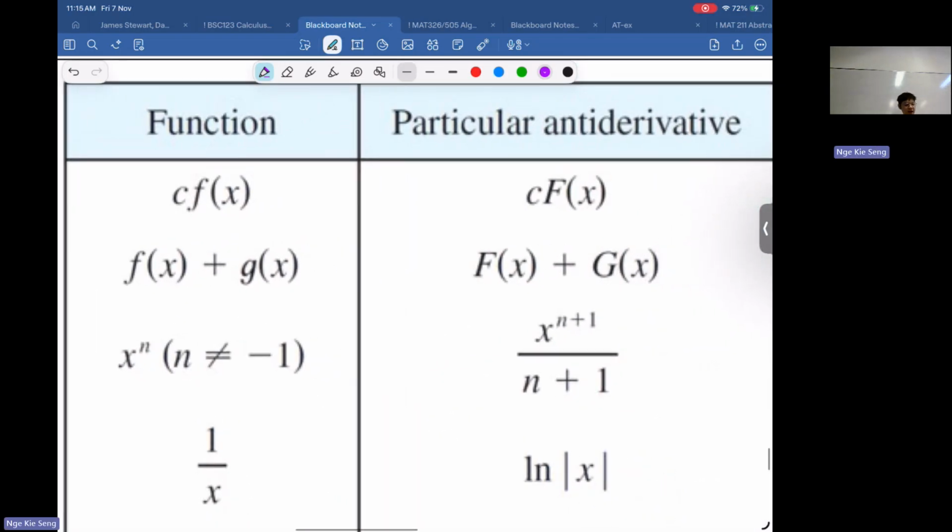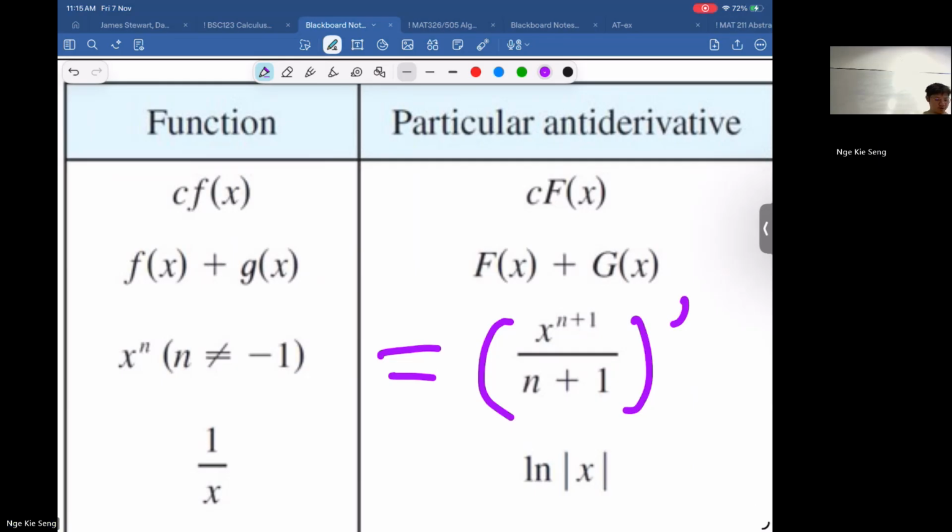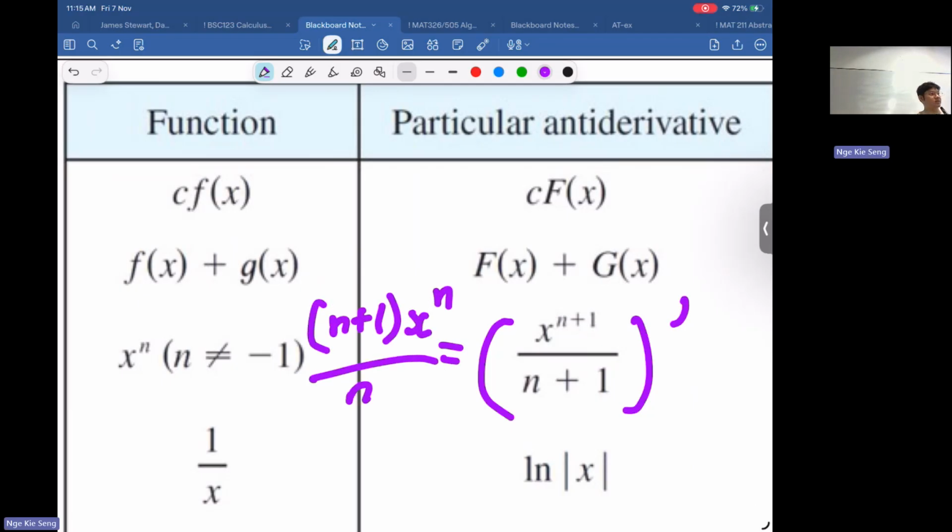So we say that x to the n plus 1 over n plus 1 is the antiderivative of x to the n. Why? Because if you differentiate it, x to the n plus 1 over n plus 1, you get x to the n. Correct or not? Because what do you get? You get n plus 1 times x to the n over n plus 1. Okay? So the derivative of the antiderivative of f is f. Whenever you talk about antiderivative, you need to always mention whose antiderivative.